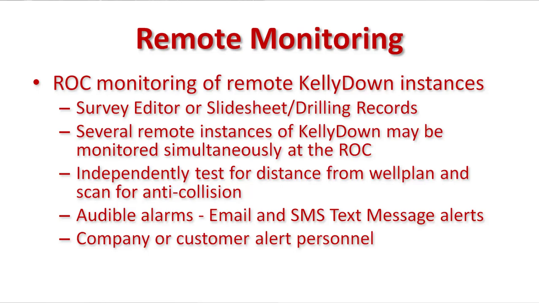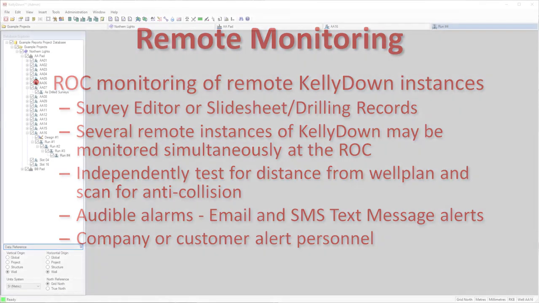KellyDown first needs to be set up to transmit email and text messages. This may be configured at the rig site or in the ROC, and different personnel may be selected at either location. For example, the rig site instance of KellyDown may be configured to alert the directional driller if the well diverges from the associated well plan by a certain distance. The ROC instance of KellyDown may be configured to alert ROC personnel, company, or customer representatives if the well comes too close to an adjacent well, thereby avoiding potential problems before they become an issue.